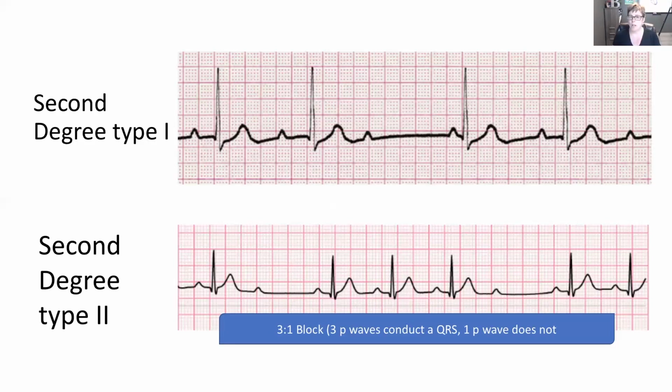A constant block is measured by the number of times I have a conducting P wave, so a P wave and a QRS, a P wave and a QRS, a P wave and a miss. That would be a 2-to-1 block because I have two going through and one I miss.